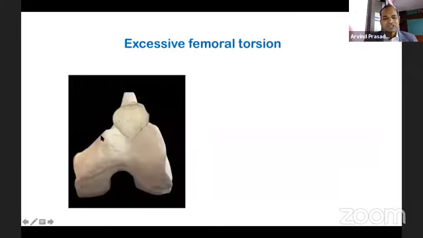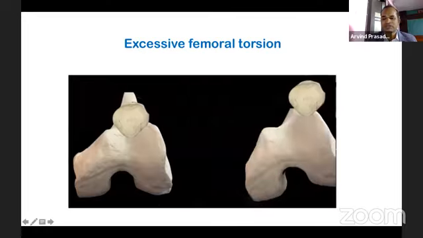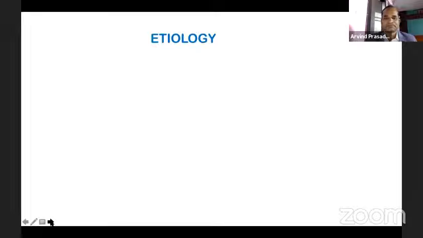Many times the trochlear groove is fine, the angle is fine, the patella is fine, everything is fine, but even then there is a dislocation of the patella. This is because of excessive femoral rotation. The patella is in its normal place, but because of the rotation of the femur, the patella doesn't sit in the trochlear groove. So this is because of femoral torsion.